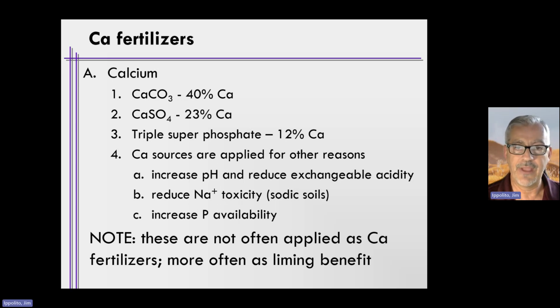We oftentimes add calcium and/or magnesium to raise soil pH as a liming source. But if you want to think of some of these compounds or mineral phases as calcium fertilizers or magnesium fertilizers, we're going to talk about those in this video. So common calcium fertilizers include calcium carbonate. This would be used for liming.